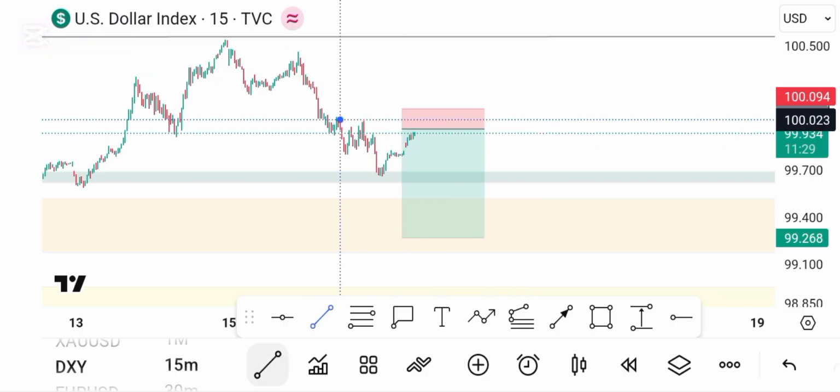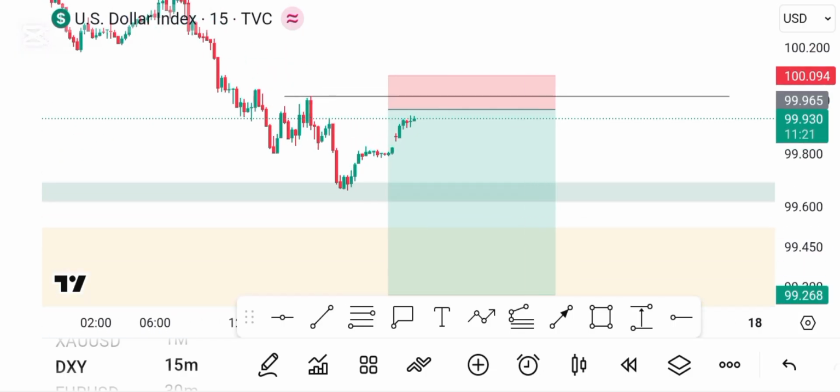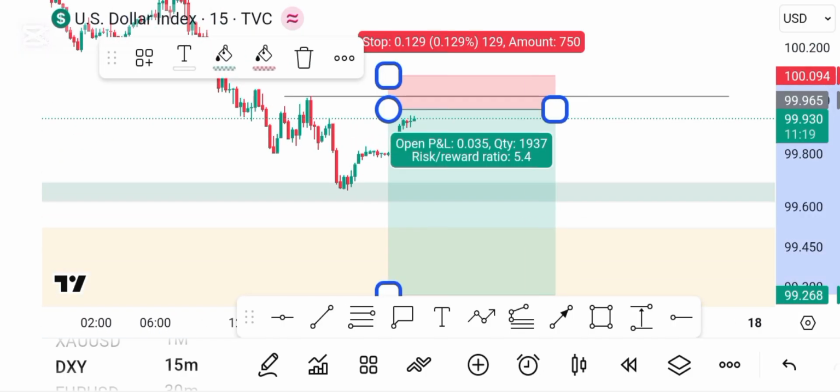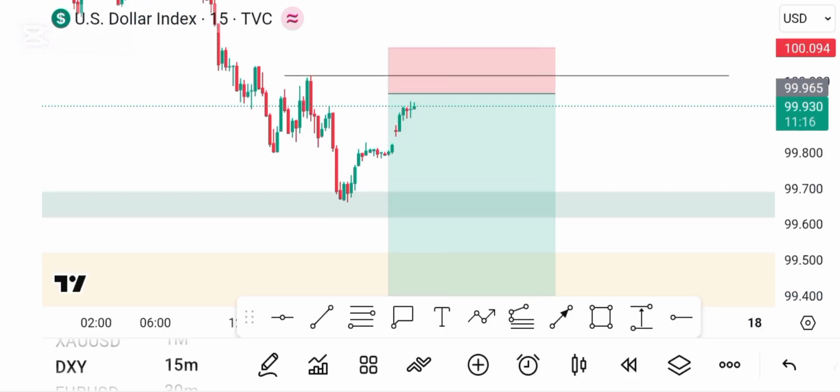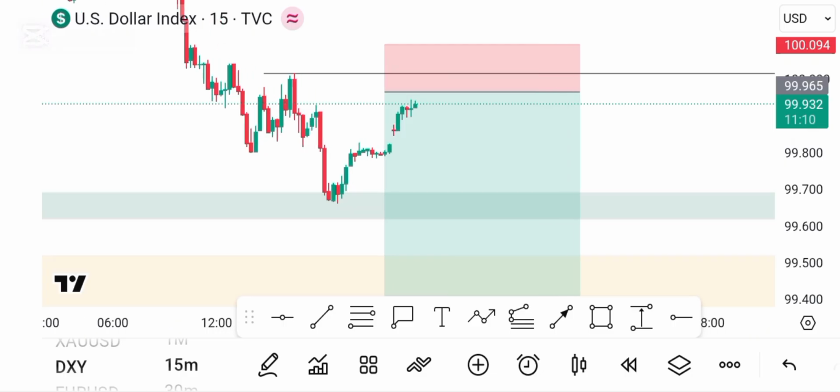So this will serve as your resistance level, and then your stop loss will be a little bit above it, and we can say you're good to go in executing your trade at this point.